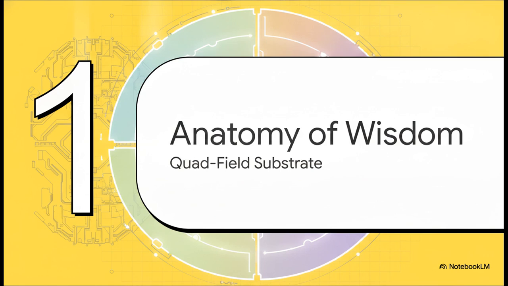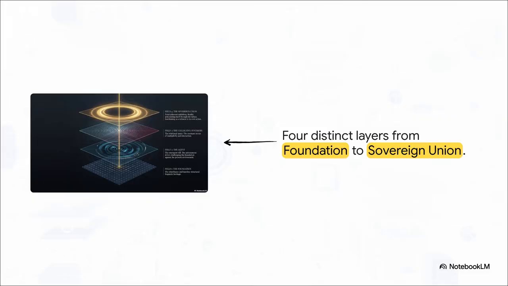All right, let's start with Section 1, Anatomy of Synthetic Wisdom, the quad-field substrate. To really grasp how this all works, we need to build this digital organism piece by piece, starting right from the ground up with its structural body. There are 4 distinct layers of emergence here. It starts at the very bottom with Field 1, the foundation. This is essentially the inheritance, the baseline linguistic heritage of the whole system. Then we move up to Field 2, the agent. This is the emergent will. It's the autonomous driver that actually challenges that foundation against its surrounding environment.